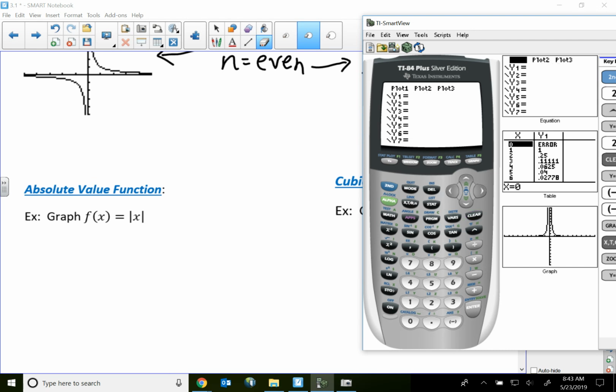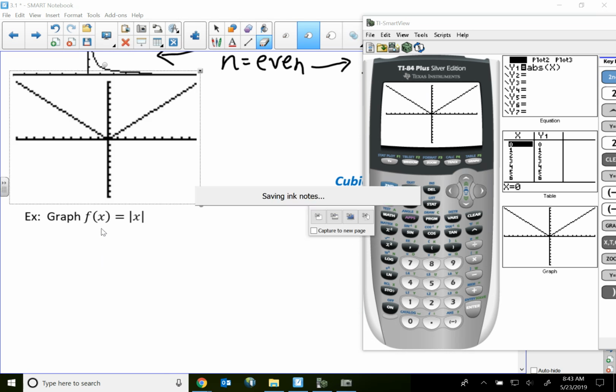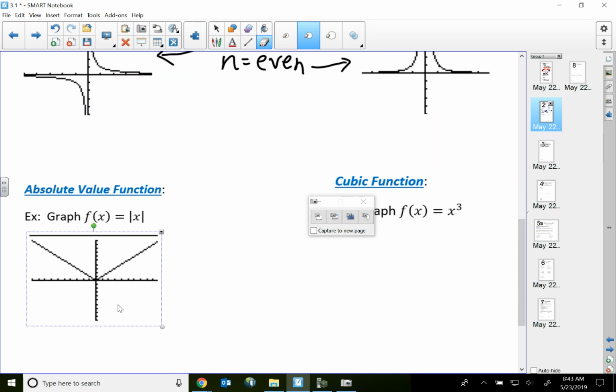All right, I'm going to clear that out. Absolute value of x: press math, press the right arrow key, highlight the word number 1, ABS, absolute value, press X, close parenthesis. All right, the absolute value function gives me a V, like the peace sign, a V shape. So this is my absolute value function.